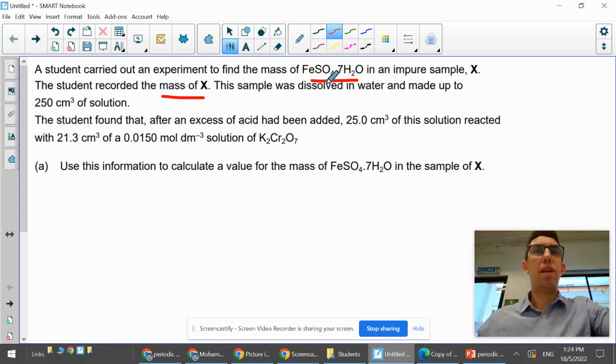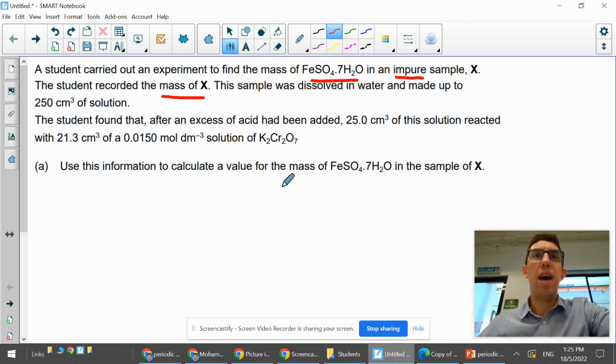This is a very challenging amount of substance redox titration question. We're told we've got this hydrated iron sulfate. We're told it's impure, and then they do a titration and we've got to work out a mass value. The mass value we're going to work out cannot be the correct value because we don't know what the impurity is. But we can work out a value for mass if we imagine that it is pure. And that's what it wants us to do in this question.